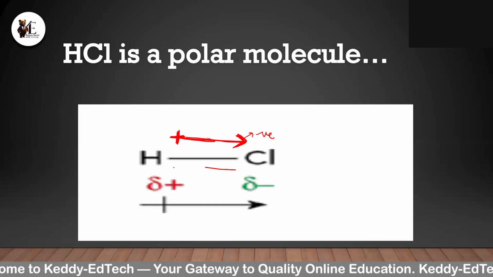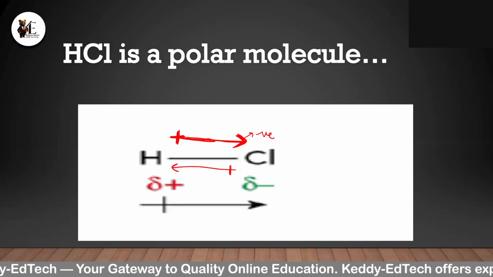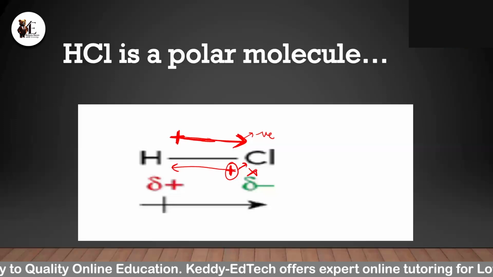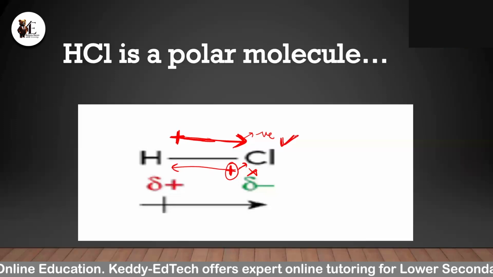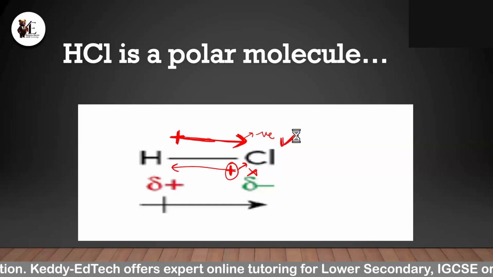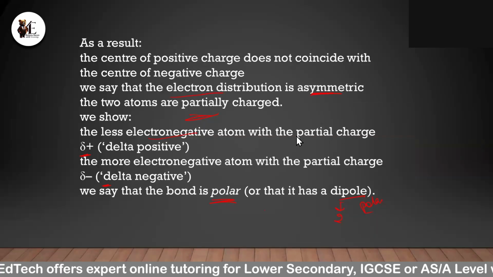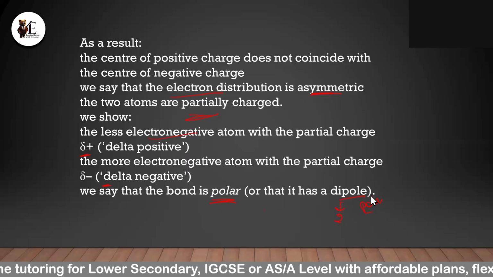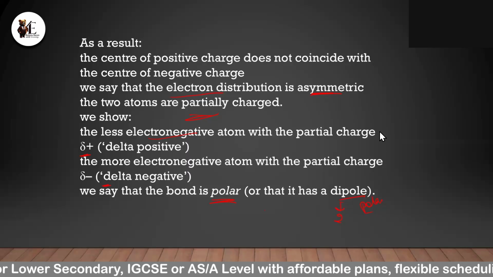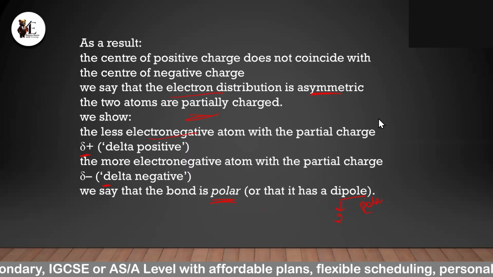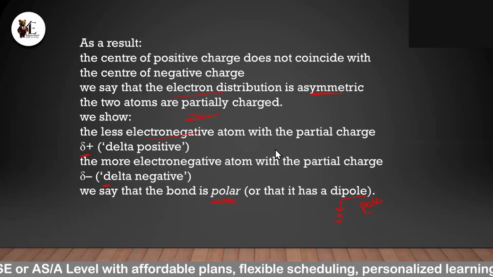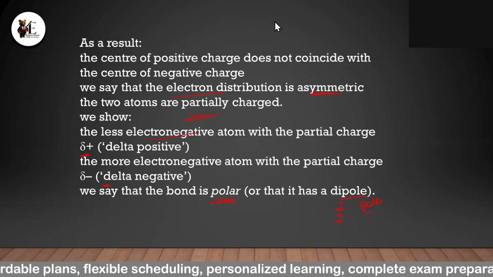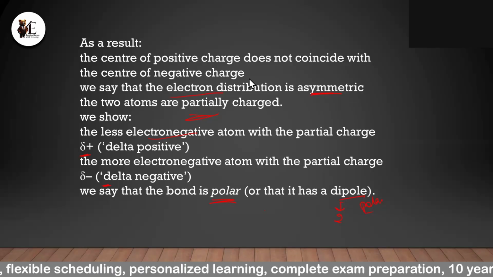This is correct. If you make it like this, then it would be incorrect, because here you are making the positive sign nearest to chlorine. So it is incorrect and this one is correct. This is the sign of dipole. So write this down and draw this direction of dipole.